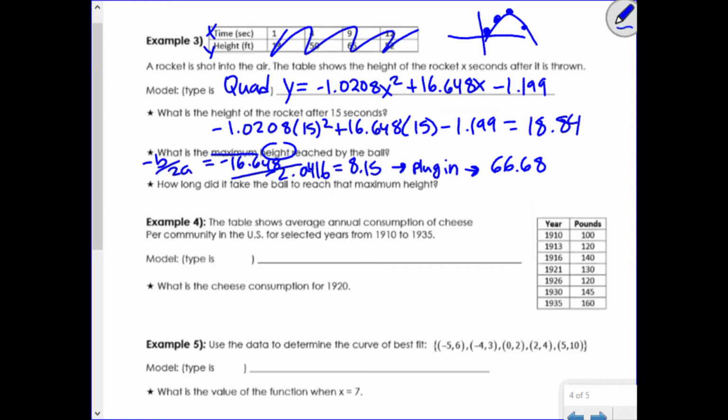Alright, this one says, how long did it take the ball to reach that maximum height? So what are they looking for now? Let's say how long.